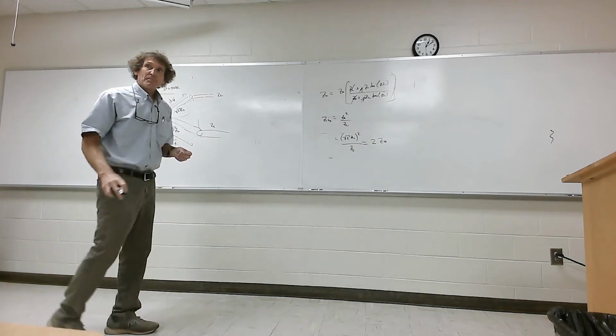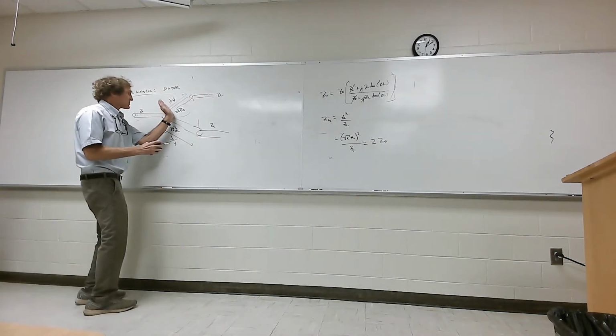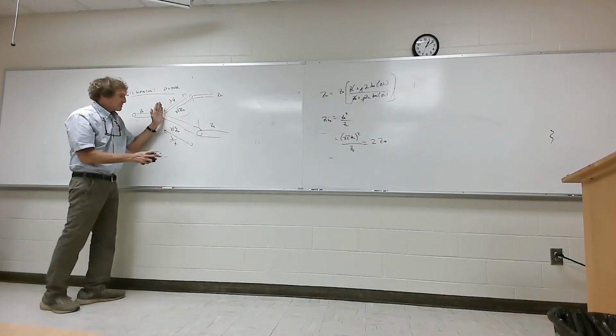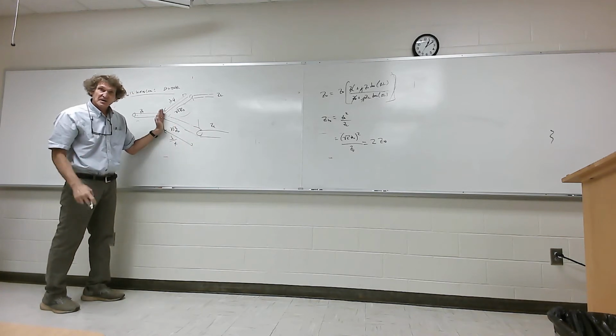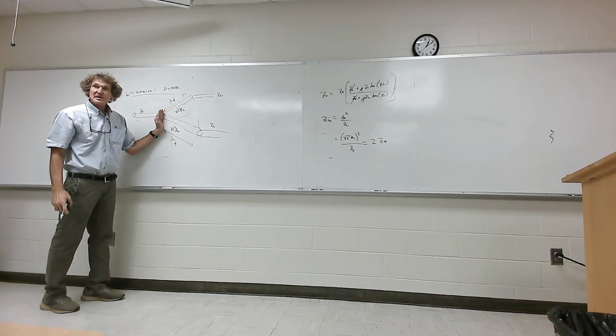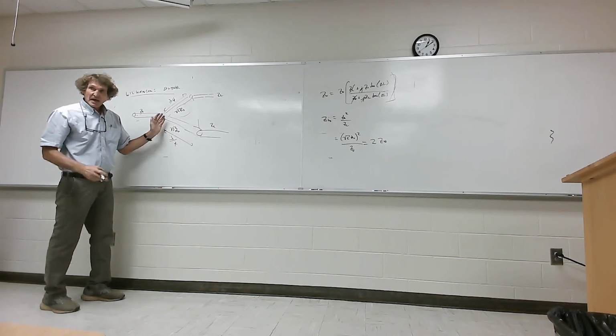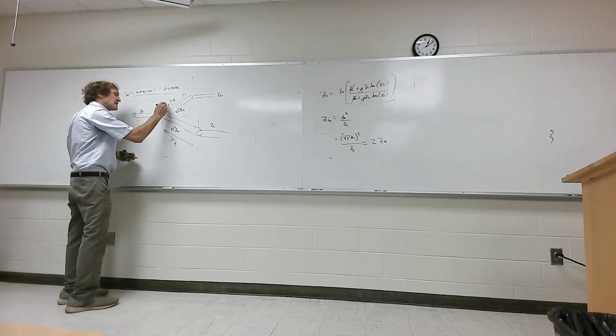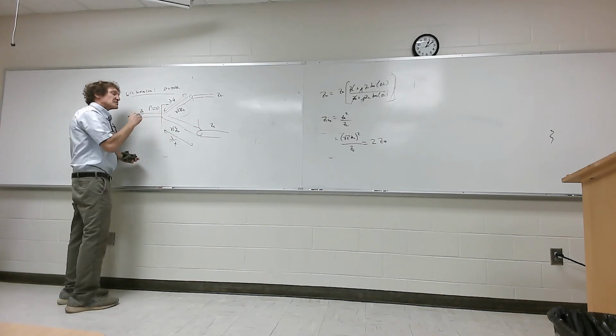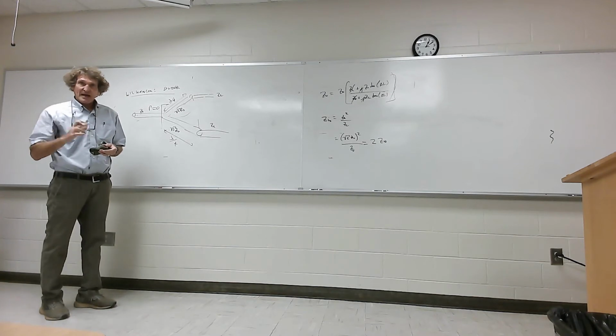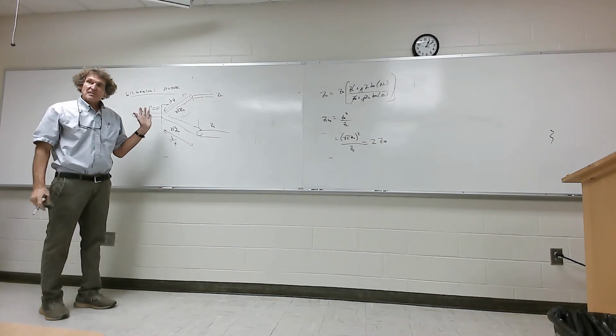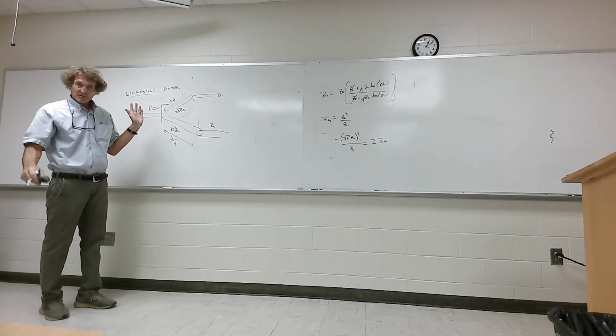Now, why is that important? Because if I'm looking this way and I see 2 Z naught, it's in parallel with this, which is 2 Z naught, which means the parallel sum is Z naught. And that means the reflection coefficient here is actually 0, and that's what you want. It's matched.